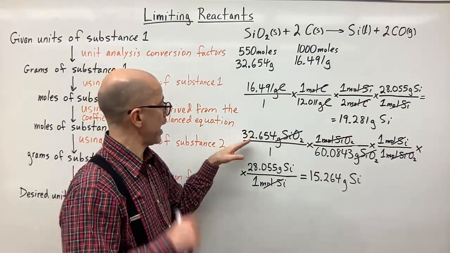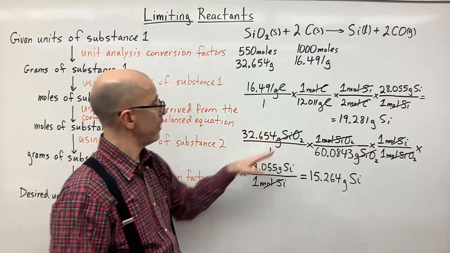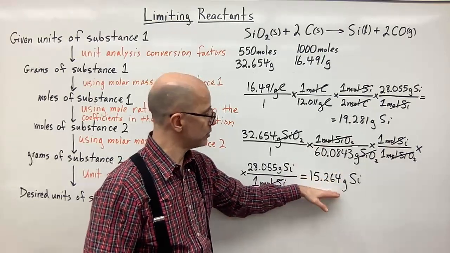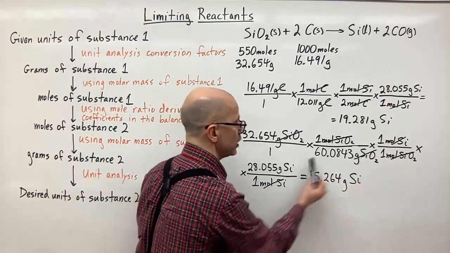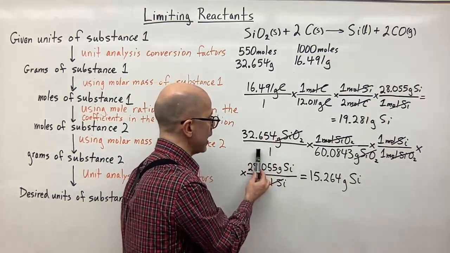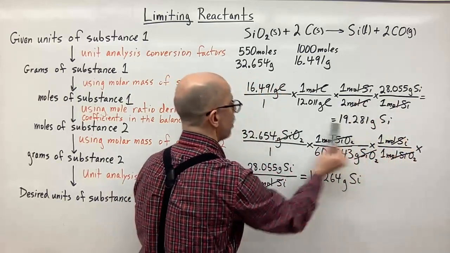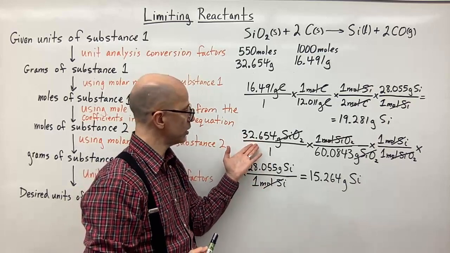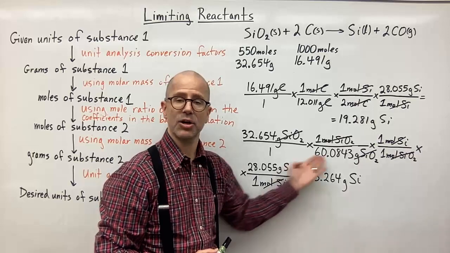If I react 32.654 grams of SiO2, that will give me 15.264 grams of silicon. So this is the maximum amount of silicon that I can get from this amount of silicon dioxide. This is the maximum amount that I could get from this amount of carbon. Notice that this amount of silicon dioxide can only give me this amount here. This is the lesser amount.